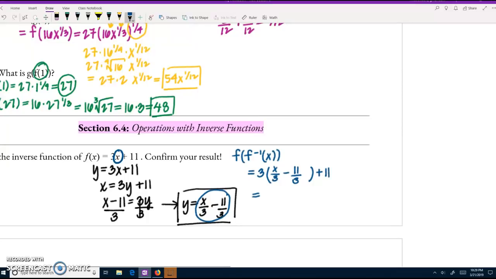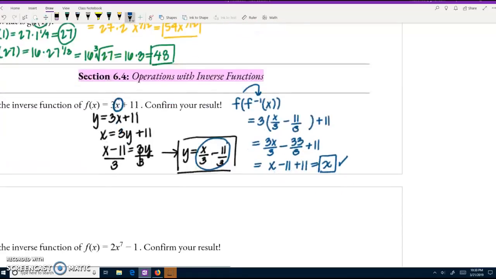So if I were to distribute this in, this will become 3x over 3 minus 33 over 3 plus 11. And this is going to simplify to x minus 11 plus 11. My 11s will cancel, and I'm just going to be left with x. And that is what we need to have happen if we've correctly found our inverse. That either taking the function composed at the inverse, or vice versa, the inverse composed of the original function, we will just get out a single x completely by itself.